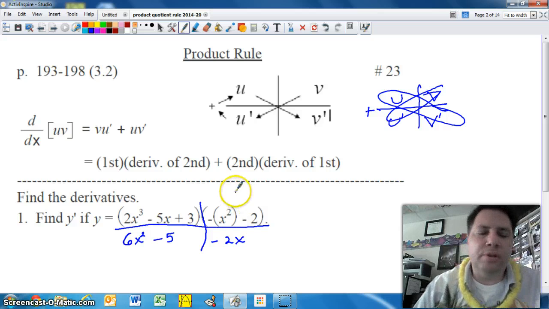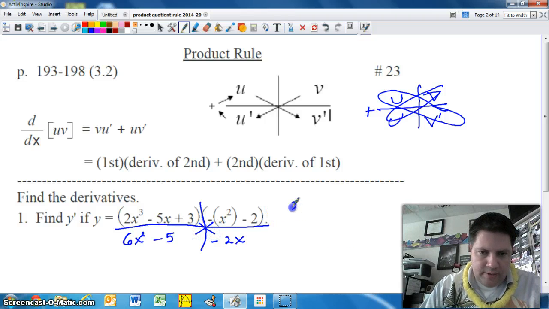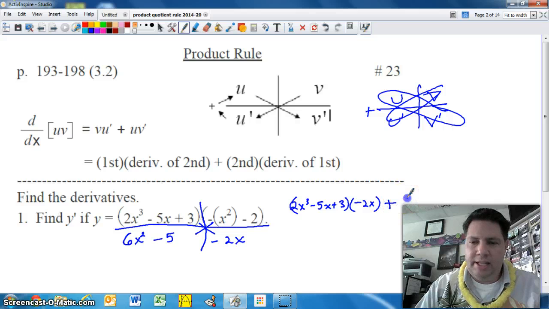Okay, hopefully you came up with those right there. And now if we take this times this and that times that, we're going to end up with, well, let's write that all out. 2x cubed minus 5x plus 3 times negative 2x. It would have been better writing that in front, but oh well. Plus, product is a plus. Keep that in mind. And the other one's going to be 6x squared minus 5 times negative x squared minus 2.